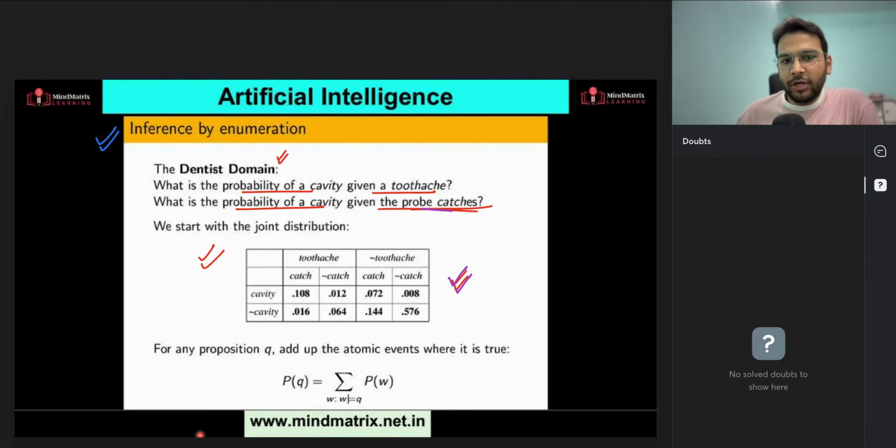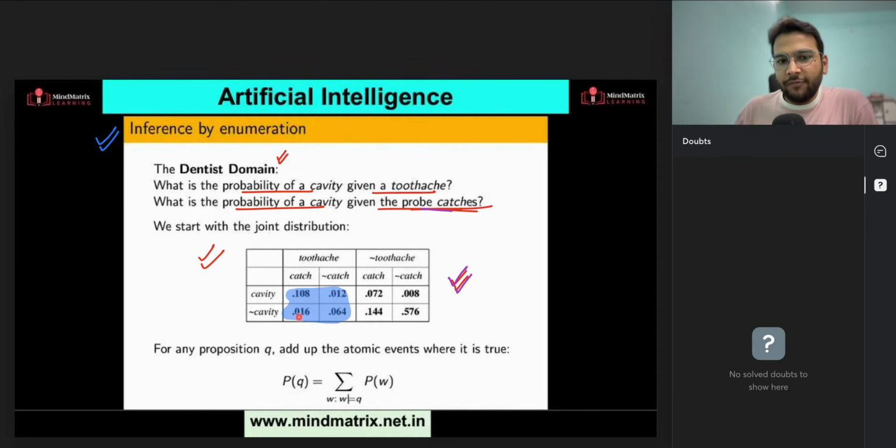Can I say that I am going to add these 4 values? Do you agree or not? Correct. These 4 values I'm going to add just to find the probability of toothache, because this column represents all the probabilities related to toothache. Similarly, if I ask you what is the probability of not a toothache, either you can add all these or you can add these and subtract. Correct?